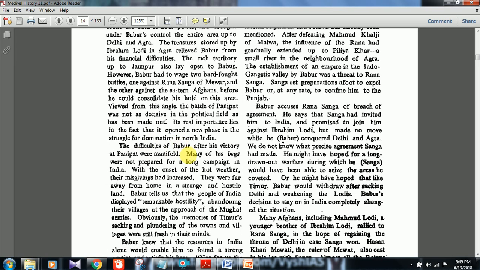The difficulties of Babur after his victory at Panipat were manifold. So many other challenges were also there. Many of his begs were not prepared for a long campaign in India, with the onset of the hot weather, the misgiving. This is about the army, this hot Indian climate, and these people were not ready for a long campaign like war after war. If you remember, in Mauryan times or before, when Alexander was coming to India, that time also this was the problem. Alexander was having war after war. By the time he crossed the Indus River and tried to enter India, the entire army was already tired and not able to proceed. And also in India there was the Nanda dynasty. I think Dhanananda was the ruler with 6,000 elephants and a lot of things which we learnt in previous chapters, in ancient history. So a similar situation is there for Babur also. The army is not ready for a continuous campaign like this.